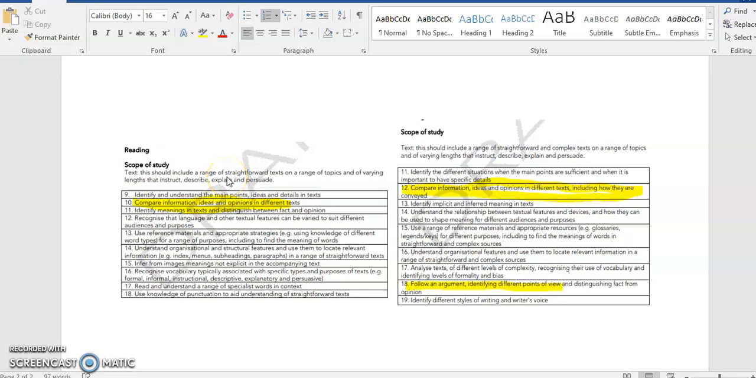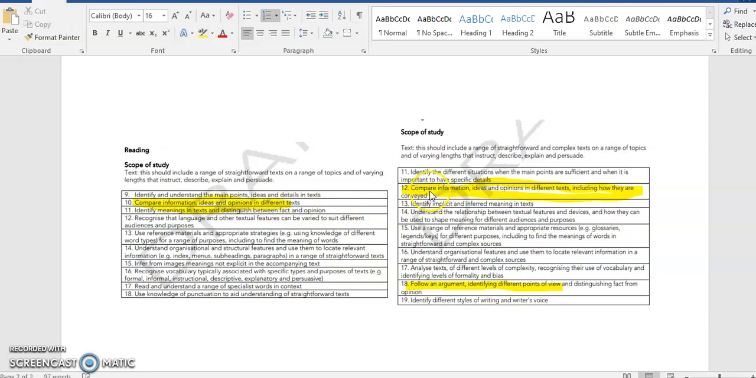Kyle, and in today's video what I would like us to look at is comparing, basically, how it's tested in the reading paper. We had a bit of a look at how you write comparisons in the writing paper, so now we're focusing on the reading. Now level 1 here is on the left, and we can see our objective is to compare information, ideas and opinions in different texts.